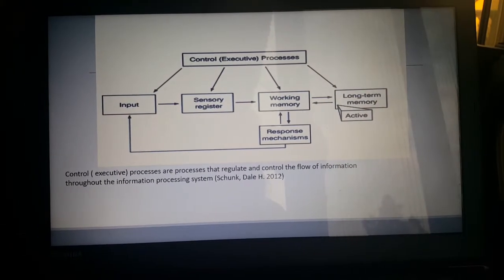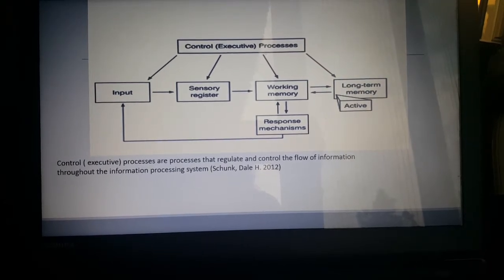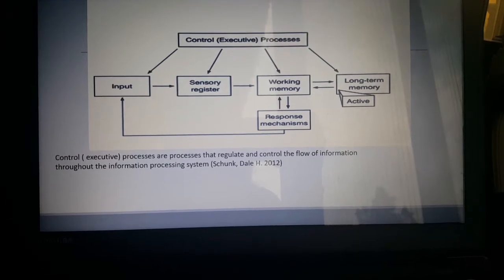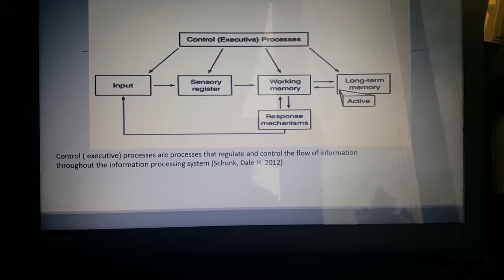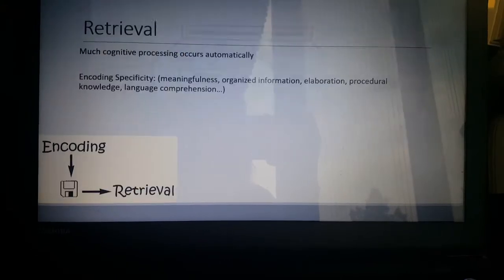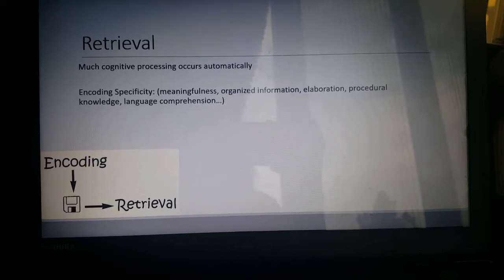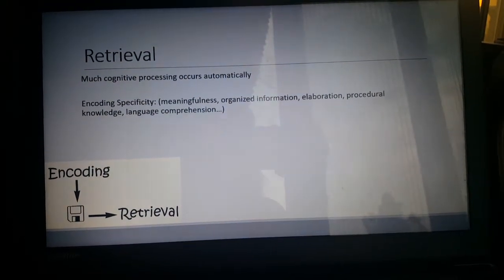The control processes are the processes that regulate and control the flow of information throughout the information processing theory. They are responsible for the movement of the information from the sensory memory to the working memory to the long-term memory. So if the information is retained, you will have to use it. So, according to this, you will have to retrieve the information.